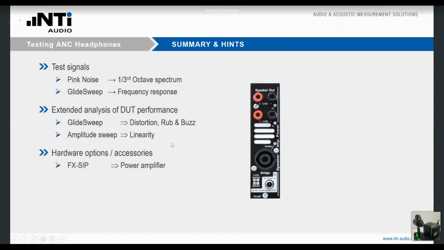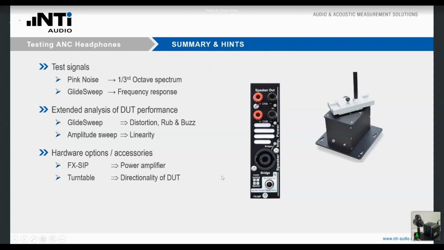Then talking about hardware, if you don't have a talk box available, you can use just a loudspeaker. In that case, we would recommend that you plug this SIP option into your FX100, because it provides a powerful amplifier that can drive the loudspeaker directly. You can even equalize it. So that is another alternative to the talk box that I showed you in my setup.